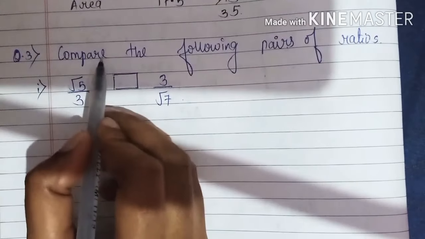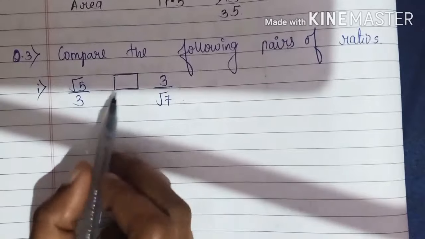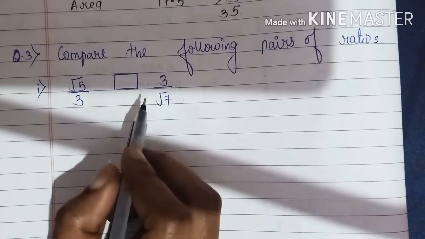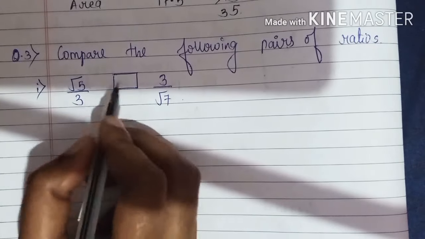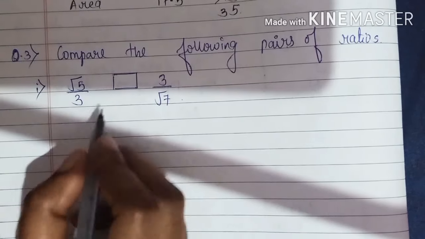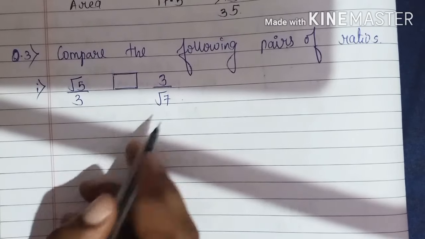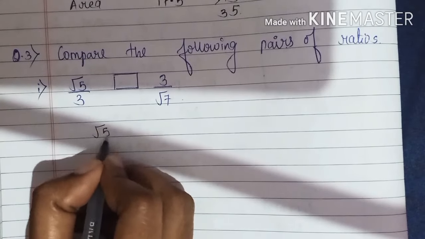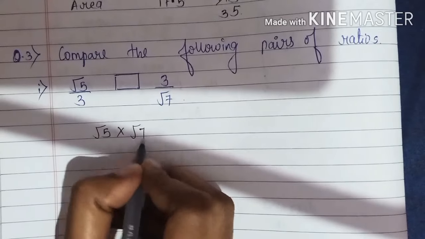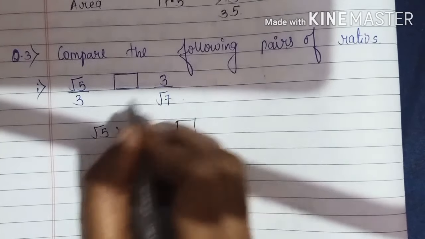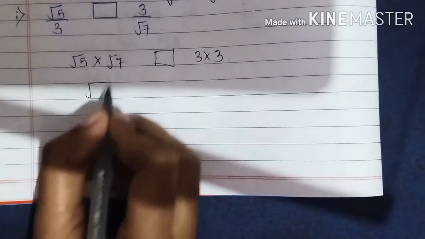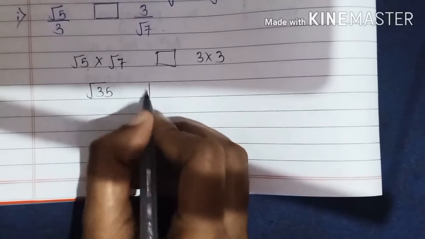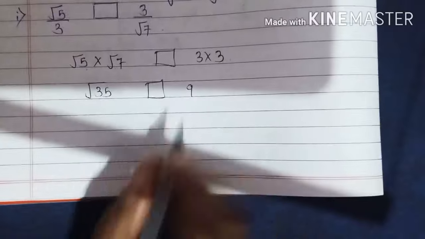Okay, in question number 3, compare the following pairs of ratios. We have to compare, that means we have to find out the greater and the smaller ratios. Okay, for this we will use the cross multiplication method. So this root 5 will multiply by root 7. Root 5 multiply by root 7. And here 3 will multiply by 3. Okay. This will be 5 7s are 35. And this will be 3 3s are 9.